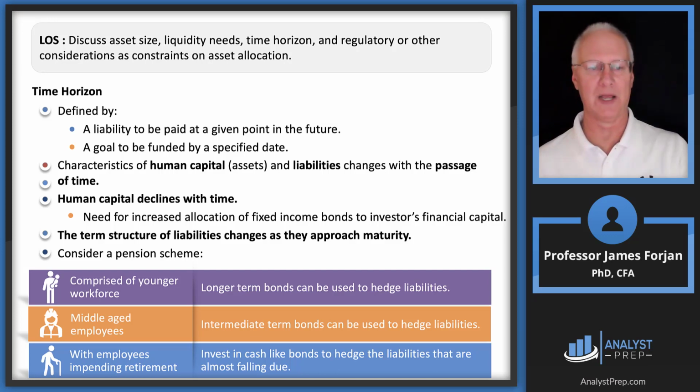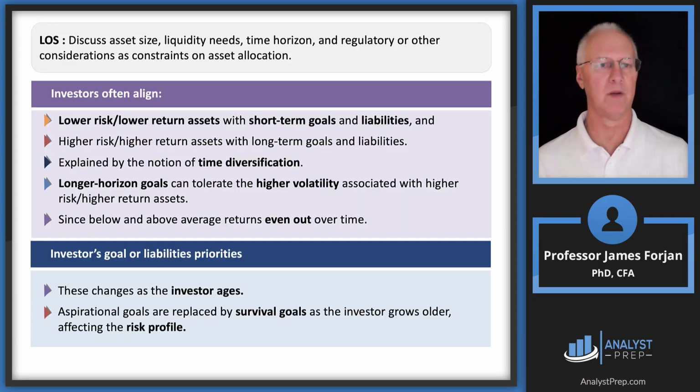Now, of course, this doesn't apply only to individuals. It applies to some types of institutions, and the reading emphasizes a pension fund. So look down the left-hand column of that box. If the workforce is comprised of younger or middle-aged workers, or those with impending retirement, then we're going to decide which types of bonds we're going to invest in. So longer term bonds for the younger workforce, intermediate term bonds, and then short-term bonds, or maybe some cash, for impending retirement.